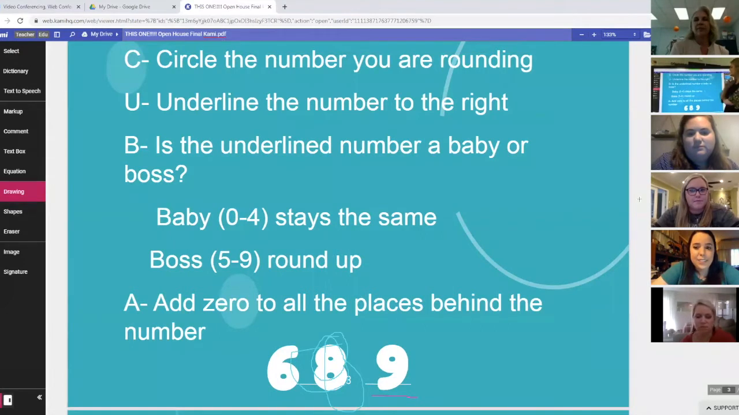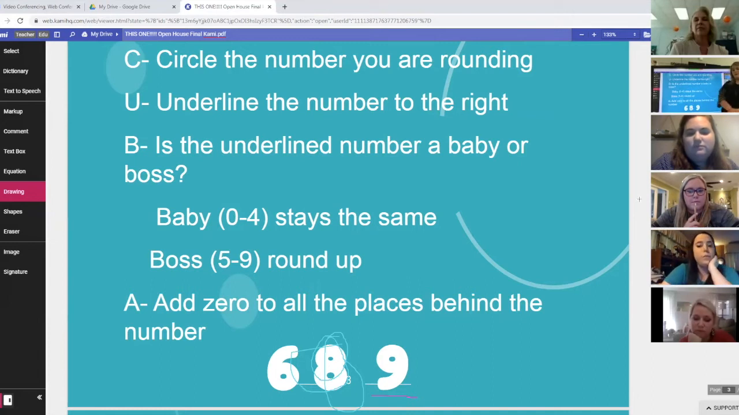Now, Miss Billings, is this 9 a baby or is it a boss? Well, I know that a baby is a 0 through a 4 and a boss is a 5 through a 9, so it must be a boss. And what's going to happen if that number is a boss? What's going to happen to our number? It means it's going to be bossy to that number and it's going to round up. It's going to push it up.